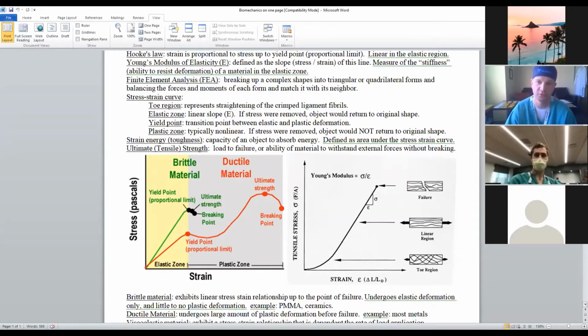So these two graphs up at the top, you could switch the axes. Rather than stress, you could put force. It's just not normalized, right? It's not normalized per area. And you could put, rather than strain, you could put deformation. Because in the real world, that's what you actually measure. You don't measure stress, right? You calculate stress. You can measure forces and you can measure deformations.